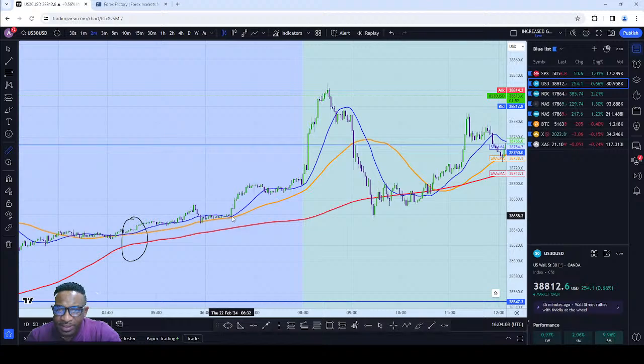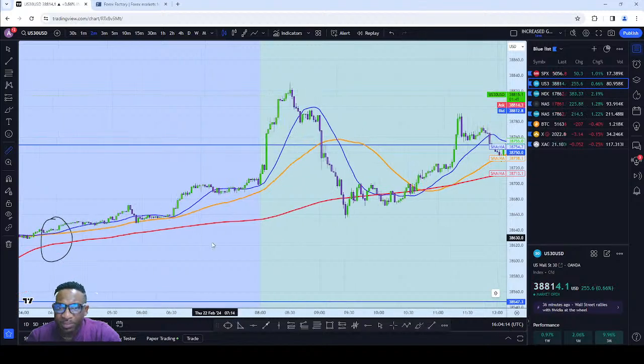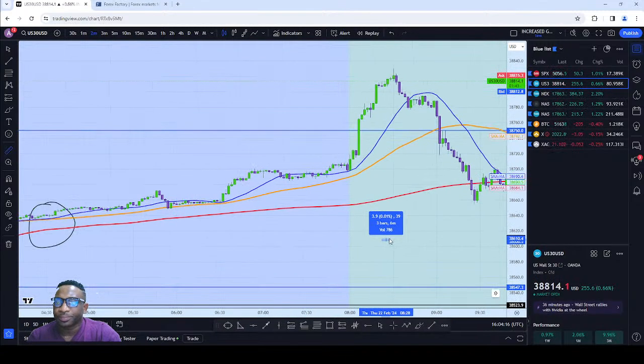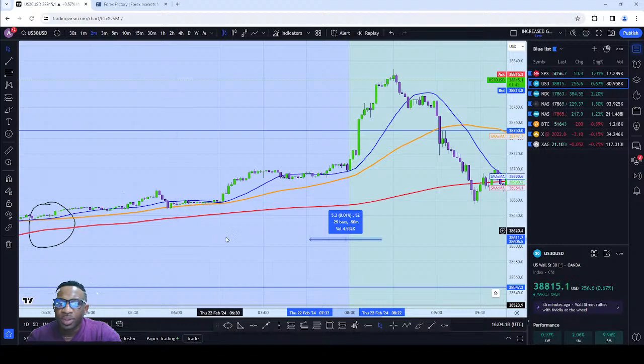Here you can see this bull candle taking out this last... let me make it a little bit bigger. So here we can see before this move started, this bull candle took out the last purple candle above the 20 moving average. It took it out above the 20 moving average, and there it went.